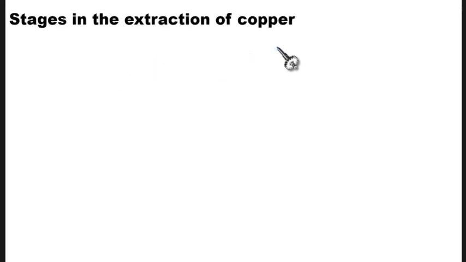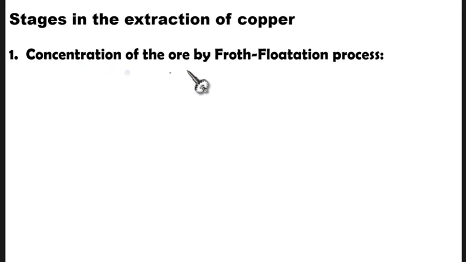Now let's look at the stages in the extraction of copper. We have the first stage here, which we call concentration of the ore by froth flotation process. The ore needs to be concentrated by froth flotation. By concentration, it means that you remove any soil which is there and any unwanted material which is not part of the ore. You get rid of it, and that process is called the froth flotation process.